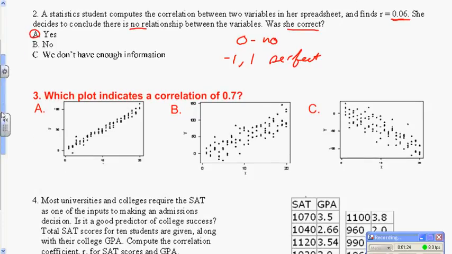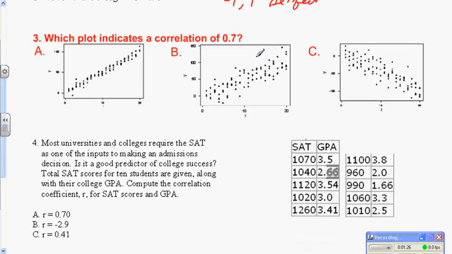Number 3, which plot indicates a correlation of 0.7? Now, C has a pretty good correlation, but it's negative, so we can't do that one. It's between A and B, and B is correct, because A is pretty tight. That's probably going to be closer to a 0.9.